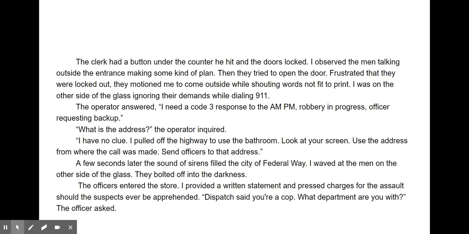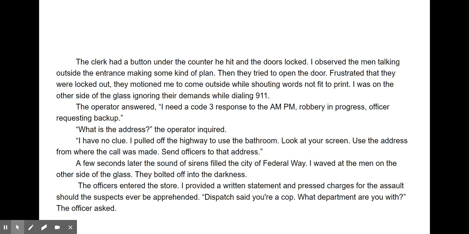The operator answered. I need a code 3 response to AM/PM. Robbery in progress. Officer requesting backup. What is the address? The operator inquired. I have no clue. I pulled off the highway to use the bathroom. Look at your screen. Use the address from where the call was made. Send officers to that address. A few seconds later, the sound of sirens filled the city of Federal Way.